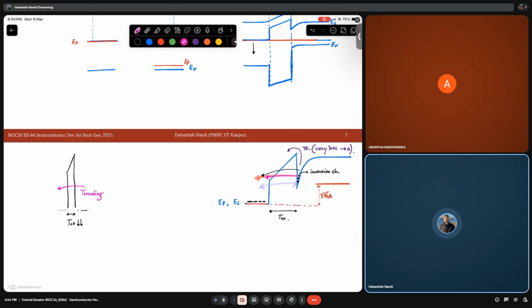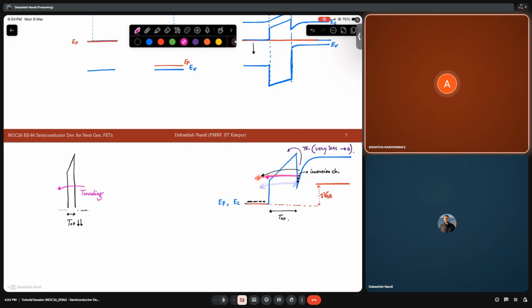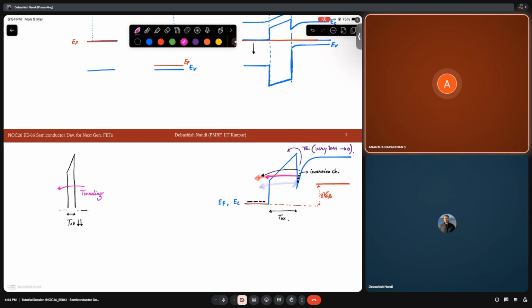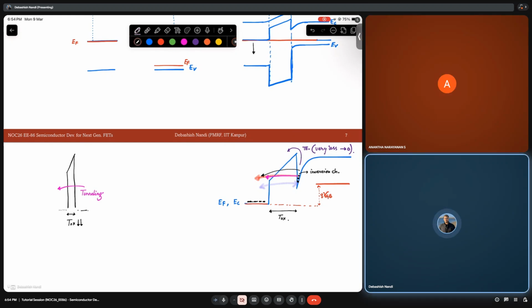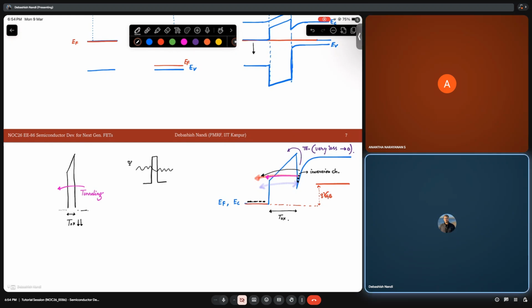So, have you gone through quantum mechanics, how tunneling happens? I don't recall the exact mechanics. You remember, right, that if there is a potential barrier, electrons move, decay, then move. So this is nothing but your probability wave.